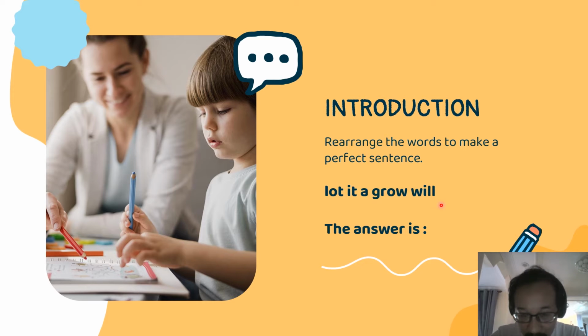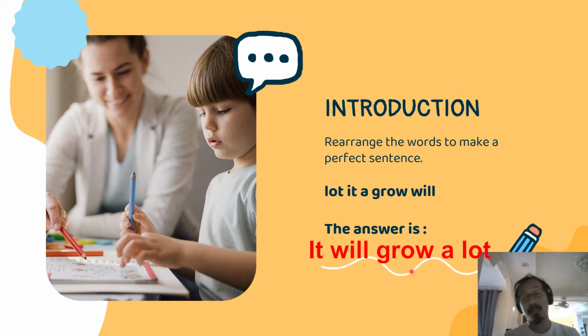Which one is the verb in the sentence? It is grow. But then again, let's look again. You have the word will there. So basically you would have will before grow. So we have sorted 3 words. The sentence now should sound like this: it will grow. Now we're done with a and not. So is it will grow not or is it will grow a lot? Okay, so the answer is it will grow a lot.